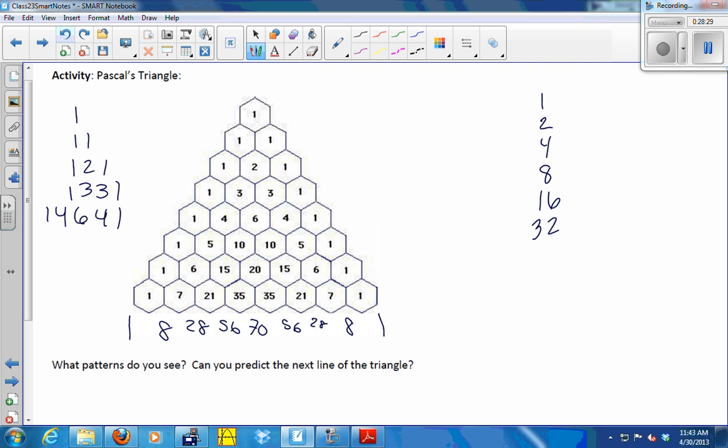Yeah, they're all times 11. These are powers of 11. Now we have another geometric sequence where the constant ratio is 11. 1 times 11 is 11. 11 times 11 is 121. 121 times 11 is 1,331. 1,331 times 11 is 14,641. Pattern continues.